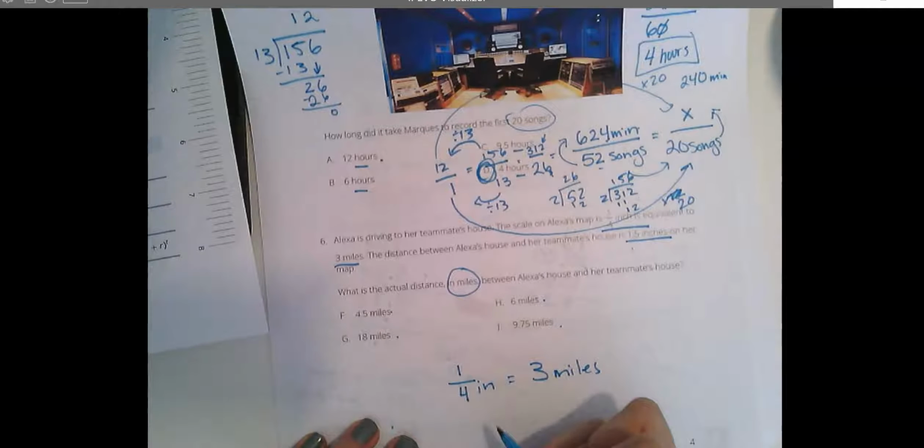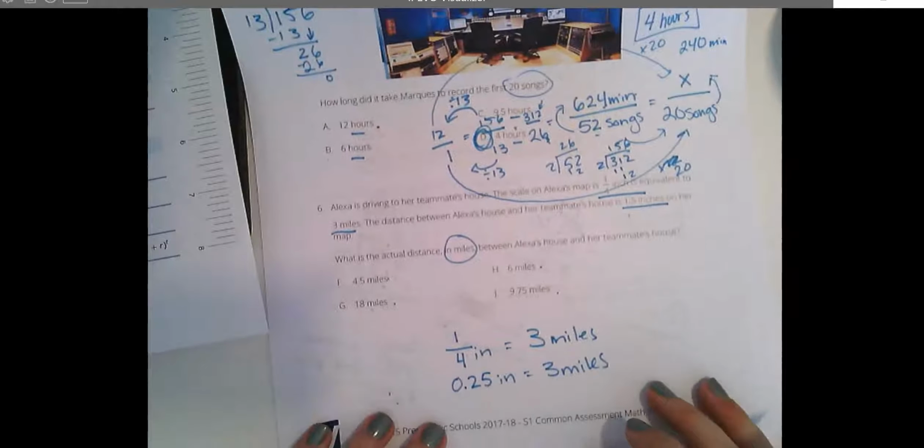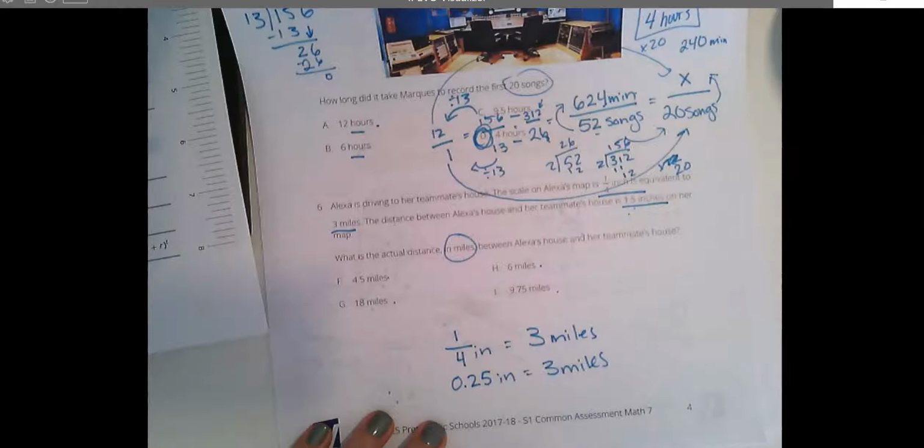This one's in decimals, so I'm actually going to change this to decimals. 1/4 is 25/100ths of an inch. I want decimals because I like them better. I think they're easier for me. If you like fractions, go ahead and change that to 1 2/4 to make it equal, or to have common denominators. Okay, so I want to get from 25/100ths of an inch to 1.5.